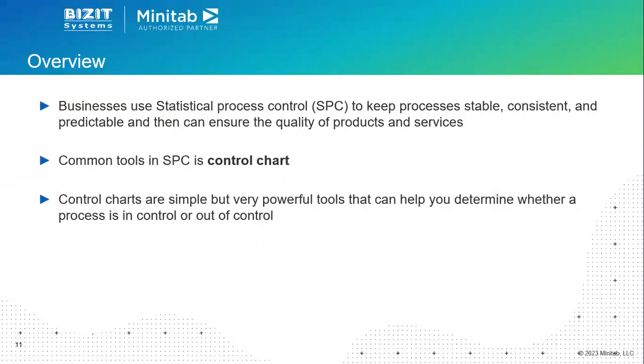Okay, so as we know, there are many success stories about SPC. Many success stories and case studies out there show that statistical process control is one of the best tools to improve quality. So SPC will help us keep our process stable, consistent, and predictable. The major tool inside SPC is the control chart. Control charts are simple but very powerful tools that help us determine whether a process is in control or out of control.